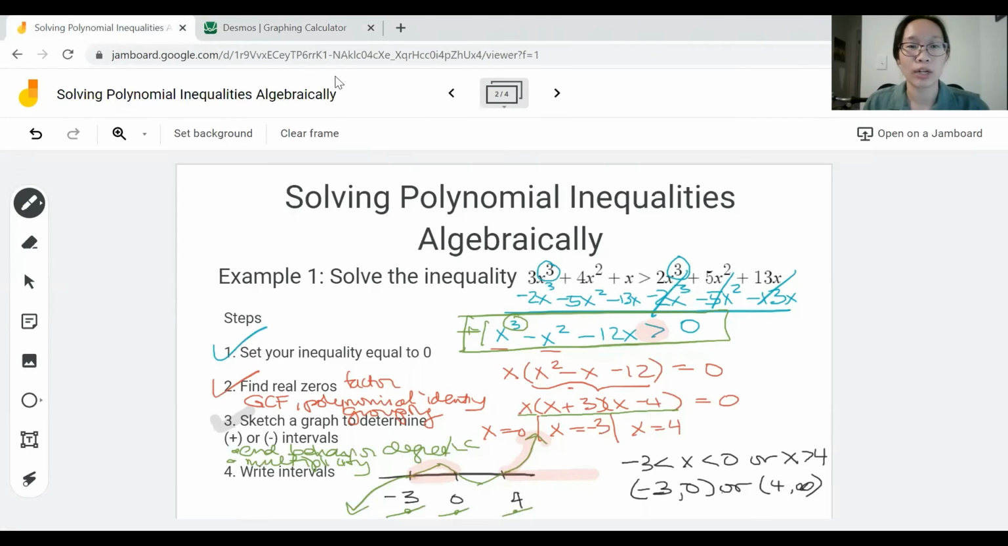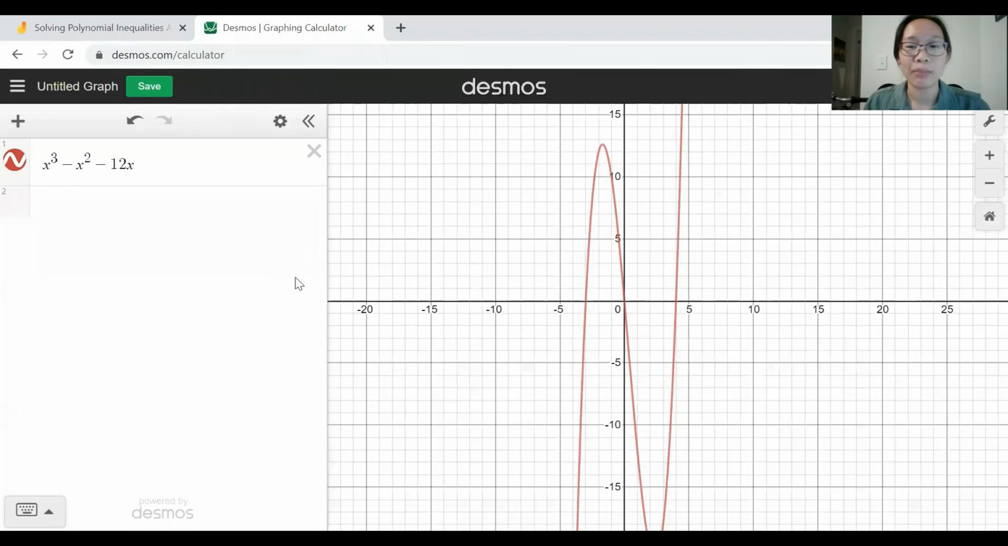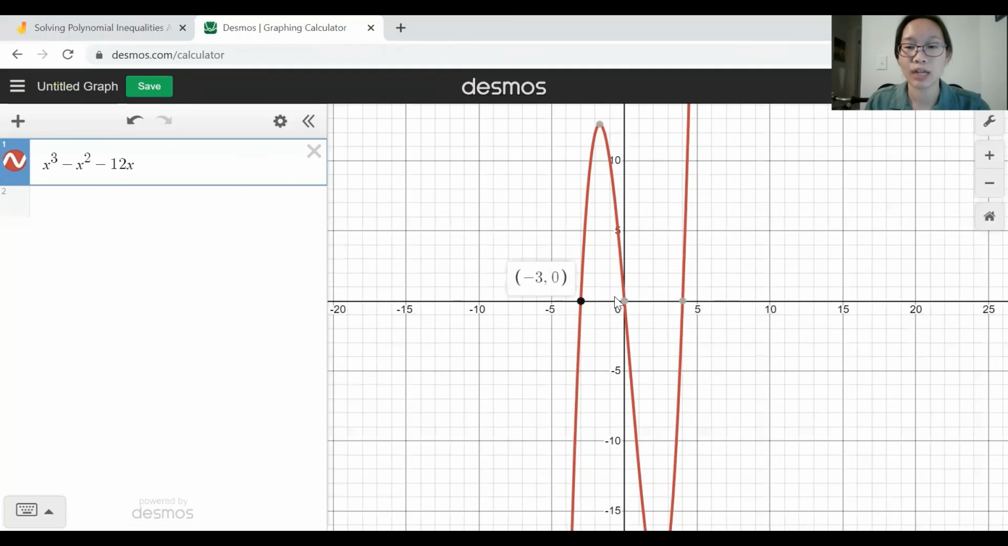Let's check the work on a graph. I've graphed the boxed polynomial that's greater than 0. And as you can see, the parts of the graph that are above the x-axis are between -3 and 0, and also greater than 4.